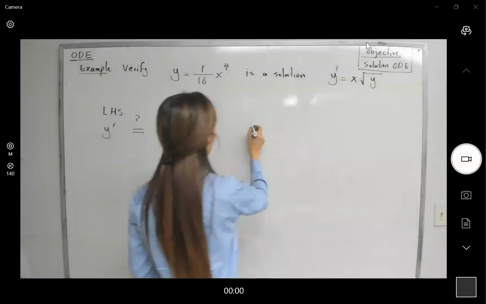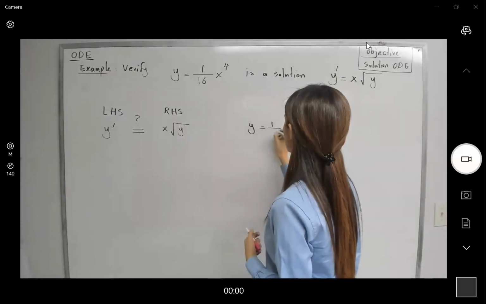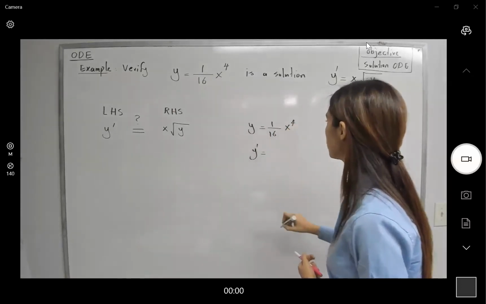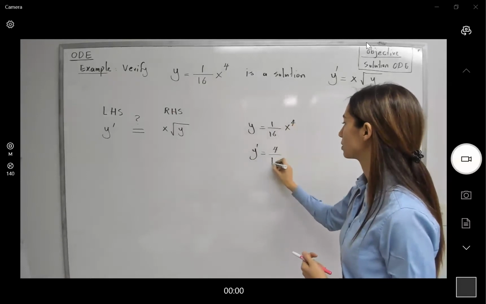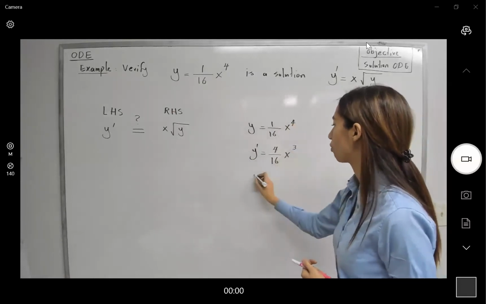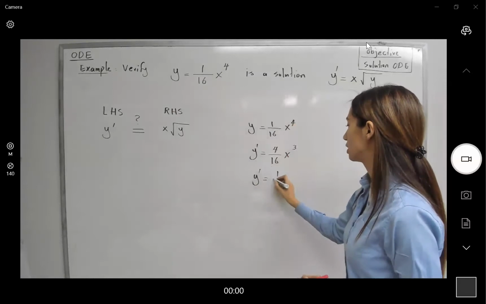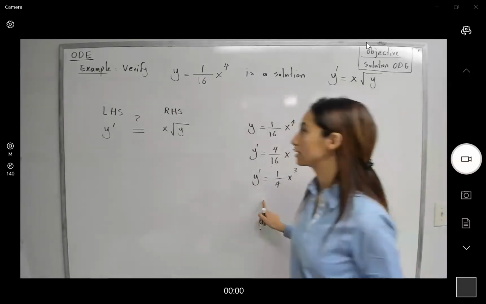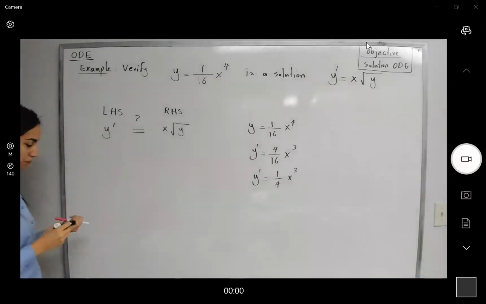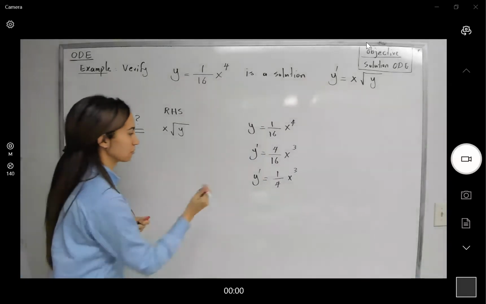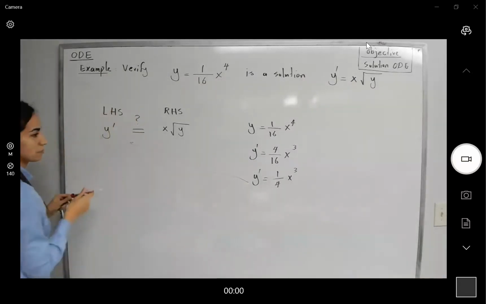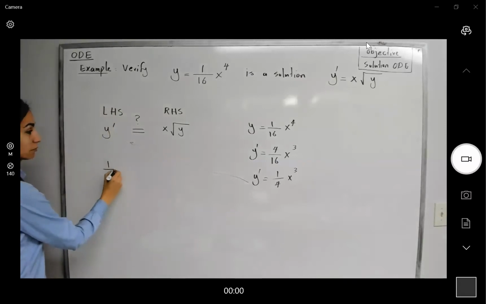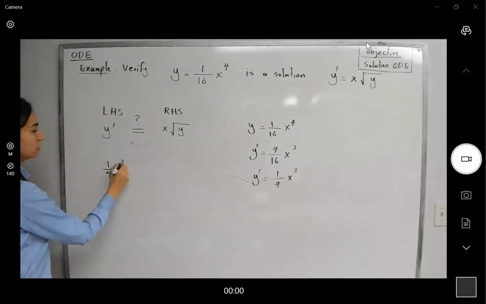So y is equal to 1/16 x to the 4th. Of course, we can take the derivative. It is 4 divided by 16 x to the 3rd, or the first derivative of the function is 1/4 x to the 3rd. Let us substitute that for the left-hand side. Well, 1/4 x cubed is on the left.